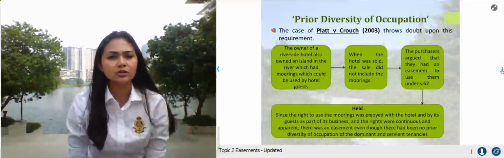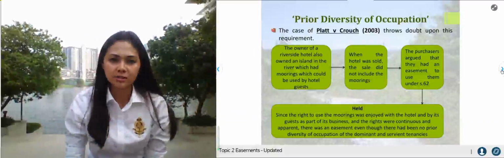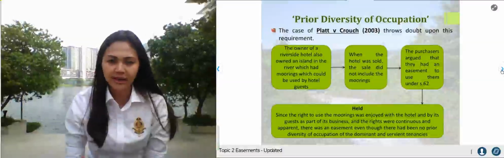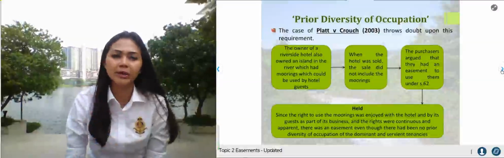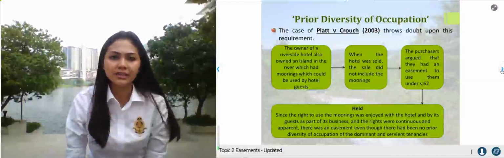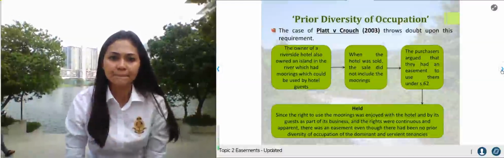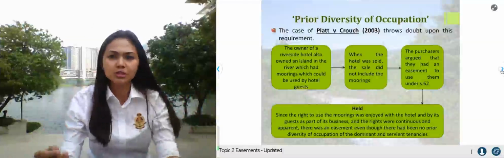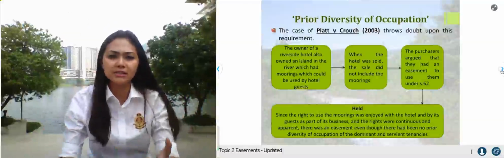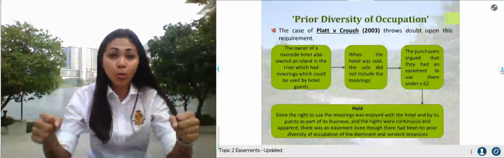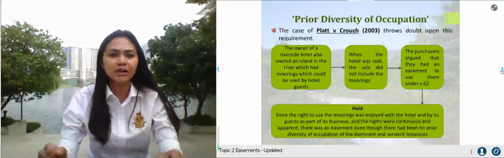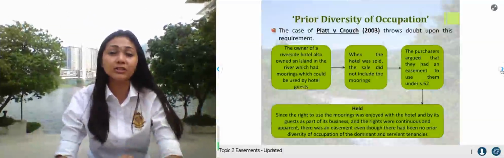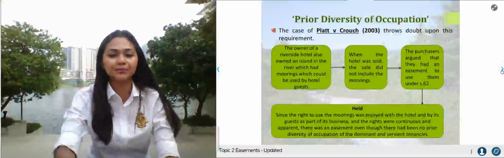It means that as long as you rely on section 62, you have a license, the license can be converted to become an easement. So in this case, because the owner of the hotel sold it to the new purchaser, obviously the new purchaser would argue that they have an easement, essentially to include the rights to moor boats. So in this case, the right to moor boats by the hotel guests amounts to an easement.